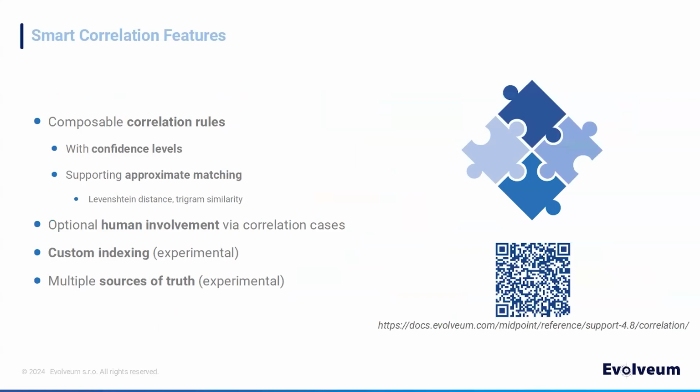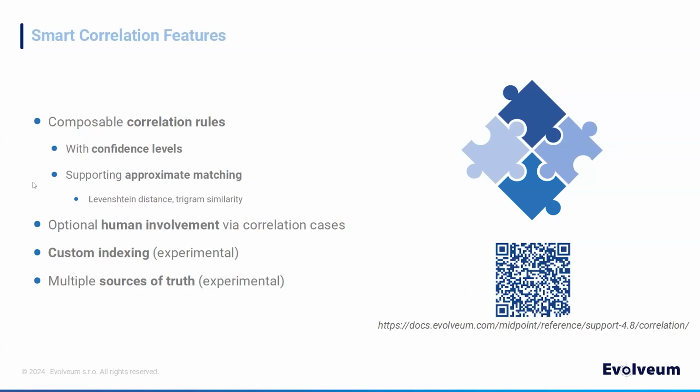Now let's get back to Midpoint. In recent years, we tried to provide a solution. It's covered under the term smart correlation. Probably the most important feature is what we called composable correlation rules. What was that? Instead of insisting on a single statement like, well, the correlation will be done by the national ID, Midpoint now allows you to specify a set of such statements, each with its own confidence value.